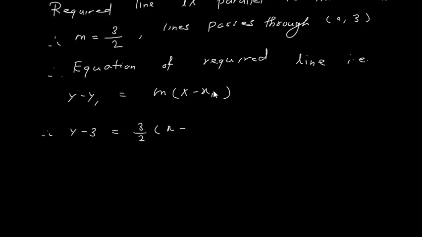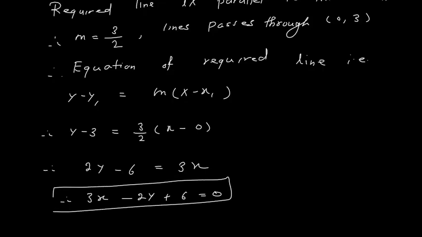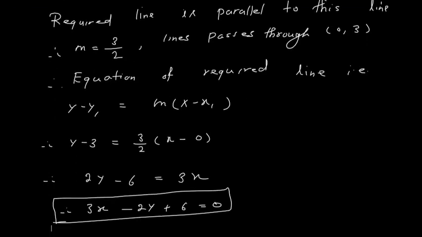into x minus x1, which is 0. So therefore here we have 2y minus 6 equal to 3x. So 3x minus 2y plus 6 equal to 0. 3x minus 2y plus 6 equal to 0 is my required line. Okay, that was the 14th one.